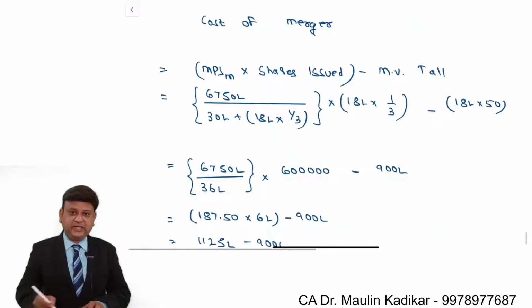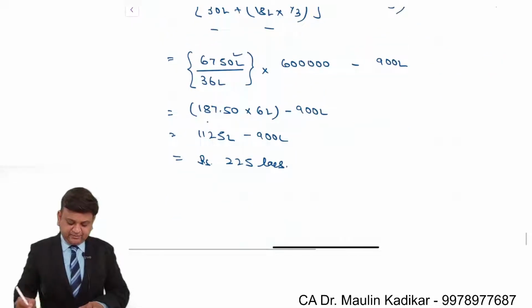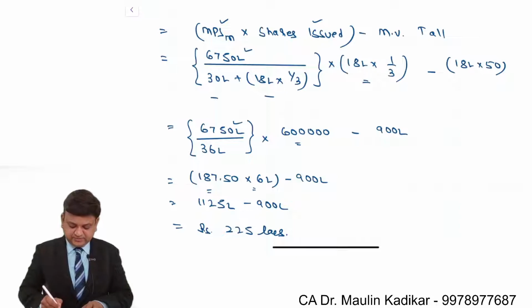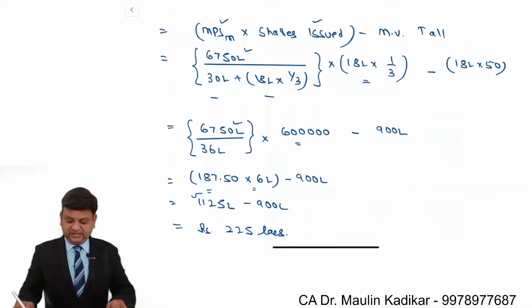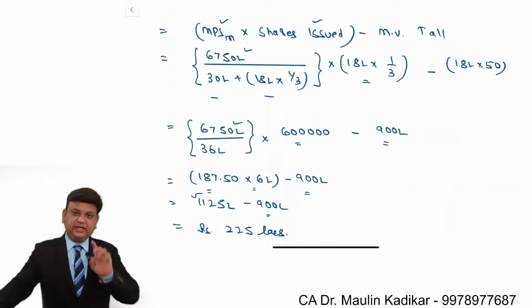Cost of the merger, it is MPS of the merged firm into shares issued. Market value of the merged firm has already been found by us. Number of shares issued to the target company plus number of shares of the acquiring company. With that, say we got the MPS of the merged firm 187.5. Multiplied with the shares issued is 6 lakhs. So product of these two is the value attributable to the shareholders of the target company, 1125 lakhs, minus market value of the target company. That is the way the NPV to target company can be calculated, or we can say cost to the acquiring company.